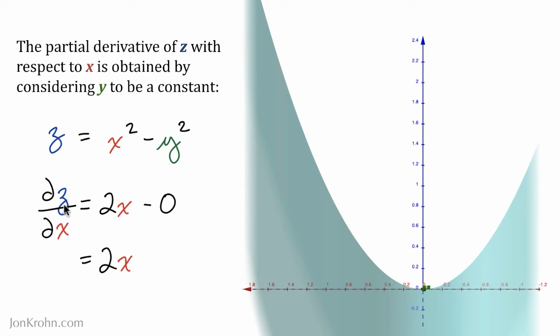All right, so anyway, del z del x is equal to 2x minus 0. The partial derivative of z with respect to x is 2x minus 0, and that simplifies to simply 2x, of course. The 0 doesn't do anything. So what does this mean?